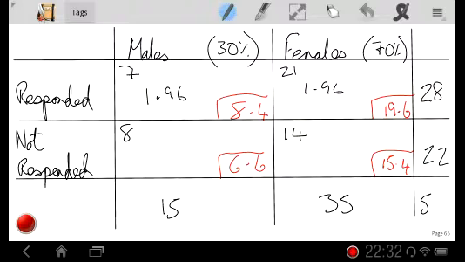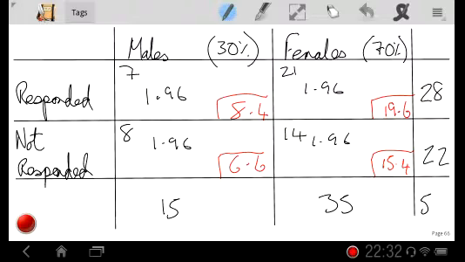1.96, 1.96, 1.96. So we've squared the difference between what we observed and what we expected in order to just measure the difference. We don't care what direction it went in. Now that tells us that there is this difference between these two values. Between what we observed and what we expected there's a difference of nearly 2.